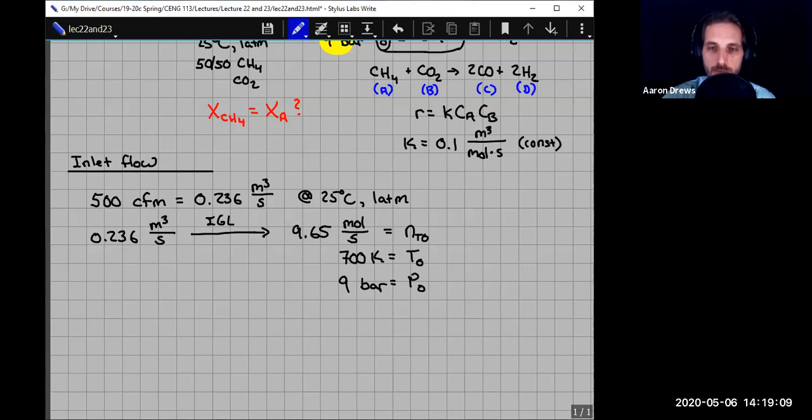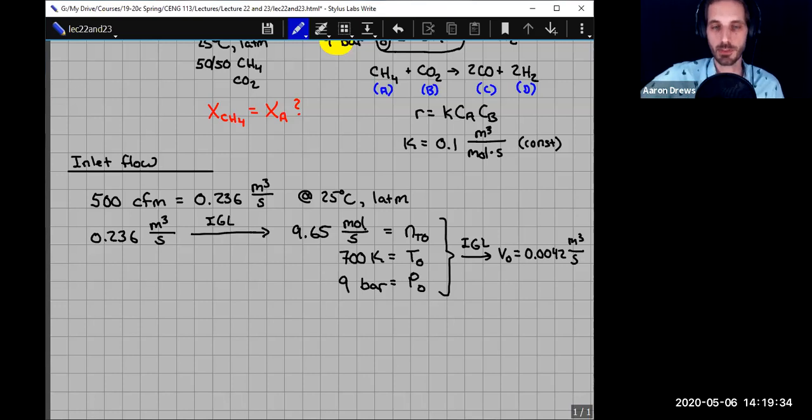So that's our inlet pressure, right? Given this information, we can now use the ideal gas law again to figure out that the actual inlet volumetric flow rate for our system is pretty tiny, at least in the units that we're interested in: 0.0042 cubic meters per second. That's the actual volumetric flow rate that we are interested in.